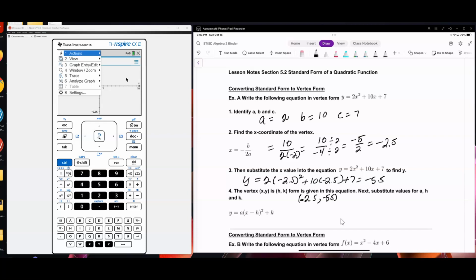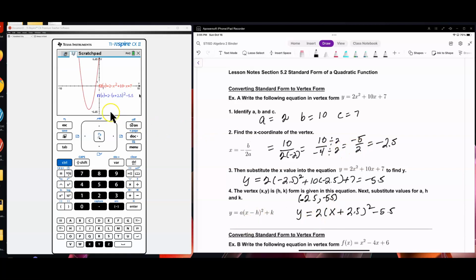So what I'm going to do is substitute. So we have y equals, I know a is 2, parentheses x, it's a minus, so it's going to shift to the left, so it's plus 2.5 squared minus 5.5. And let's go ahead and check. If you look at the graphing equation editor on the left, I graphed both at the same time and they overlap, so they are the same. These two are the same equations. This is in standard form and this is in vertex form.